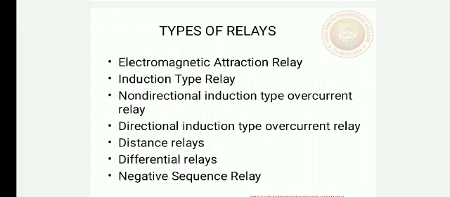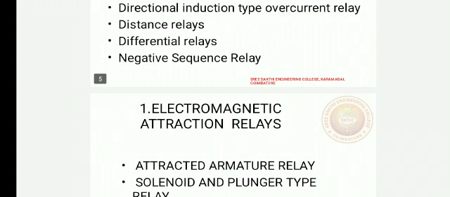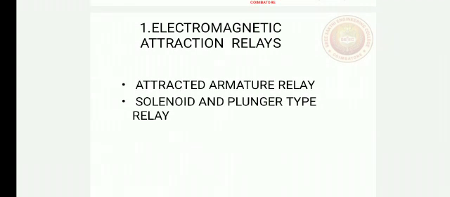Types of relays: electromagnetic attraction relay, induction type relay, non-directional induction type overcurrent relay, directional induction type overcurrent relay, distance relay, differential relay, and negative sequence relay. First one, electromagnetic attraction relays. In these relays, there is a coil which energizes an electromagnet. When the operating current becomes large, the magnetic field produced by the electromagnet is so high that it attracts the armature or plunger, making contact with the trip circuit contacts. There are two types: attracted armature relay, and solenoid and plunger type relay.